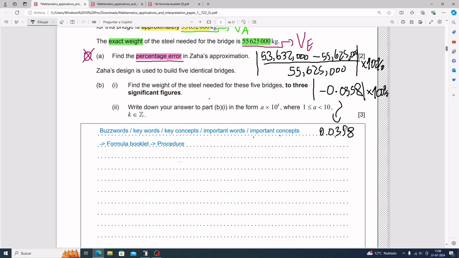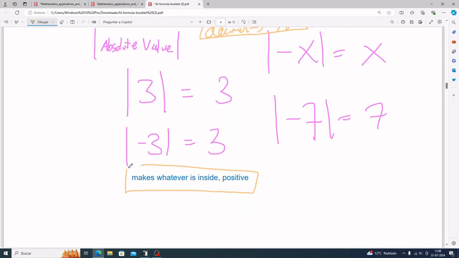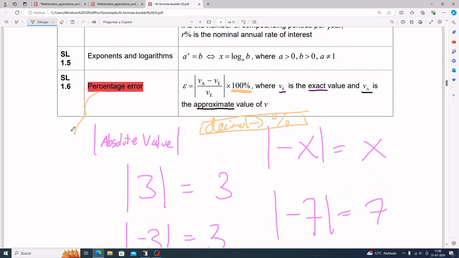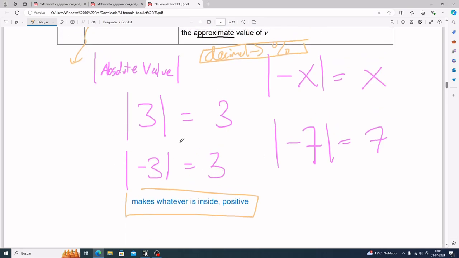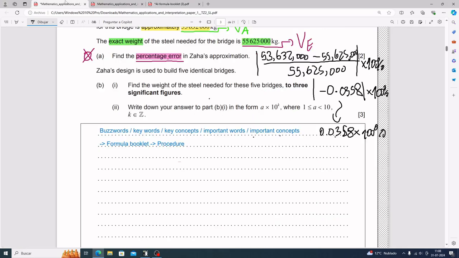0.0358 times 100%. Also, I didn't mention earlier, but why do we want to make whatever's inside positive? It's because in the context of percentage error, you don't care about being like 10% above or 10% below. You only care about how off you are. So that's why we apply absolute value in this context. We just want to know by how much we're off. See, we don't care if we're above or below. We just want to know by how much we're off.